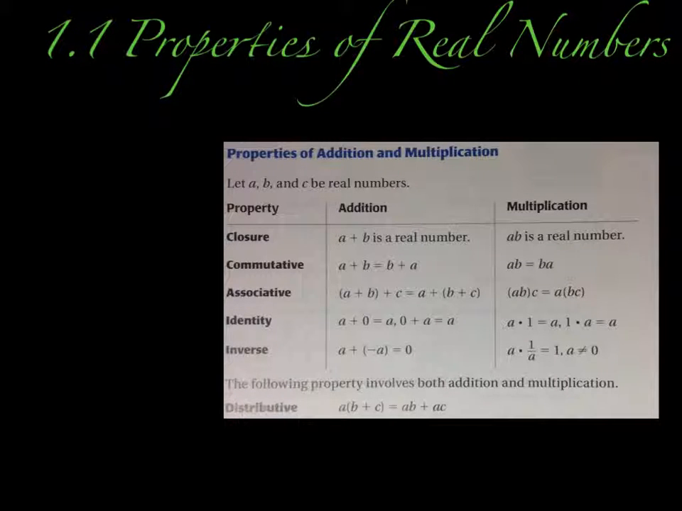1.1 Properties of Real Numbers. This chart can be found on page 3 of your textbook. You probably ought to pause and copy this chart down. I do know that you have learned commutative, associative, distributive. The other three are probably new, but we will go over those in this video.